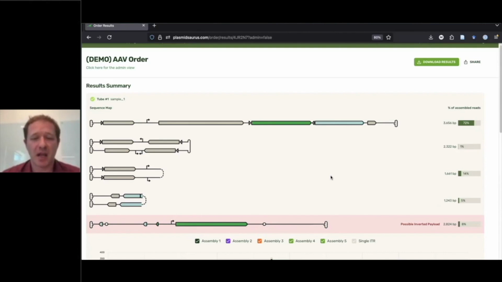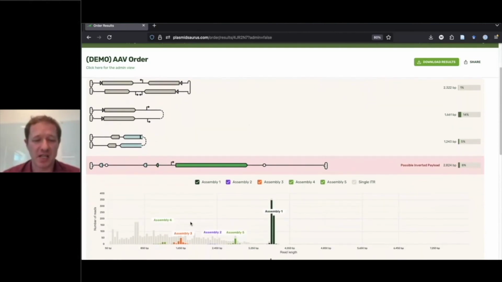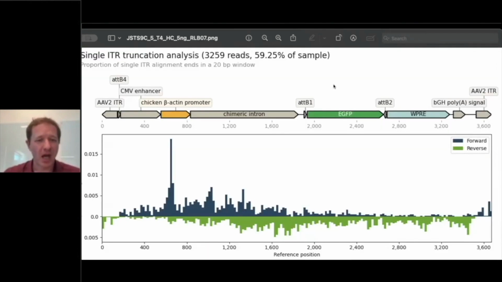And then along with that, you'll get a single ITR analysis plot, a truncation plot, which I will talk about now. I have pulled up here a static plot that you will get in your download. Again, this analysis will be performed on every sample. So if you have a lot of reads that have only single ITR, this could be indicative of a lot of truncation events that are happening. And often you want to know where those are.